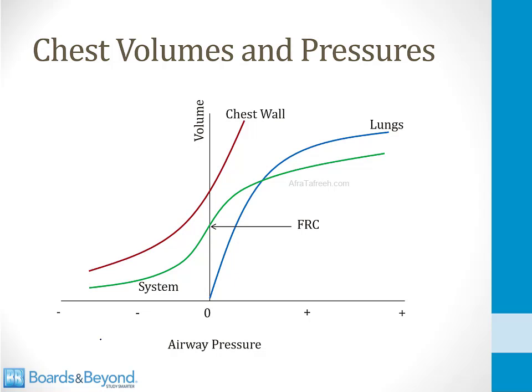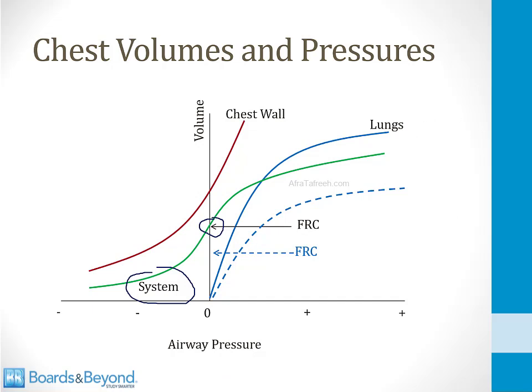So here's the graph we looked at earlier. The green line shows the pressure-volume relationship of the respiratory system as a whole. And this point right here is the FRC, where the lungs come to rest after a quiet breath. If we had a change in lung compliance, the lung curve would look something like this. When we do this, it lowers the FRC, and that is a huge and high yield point for you to understand.